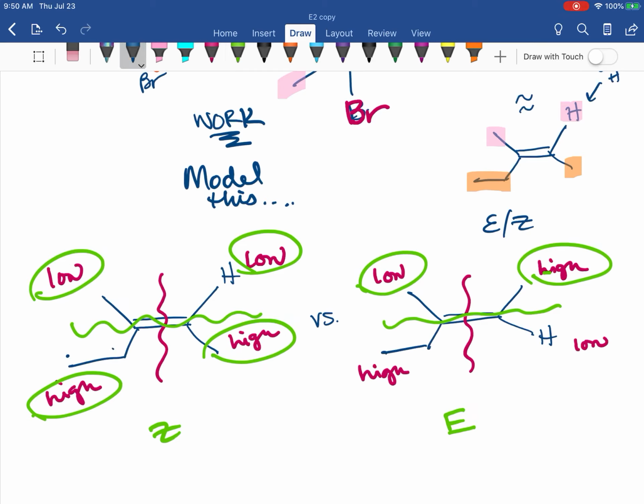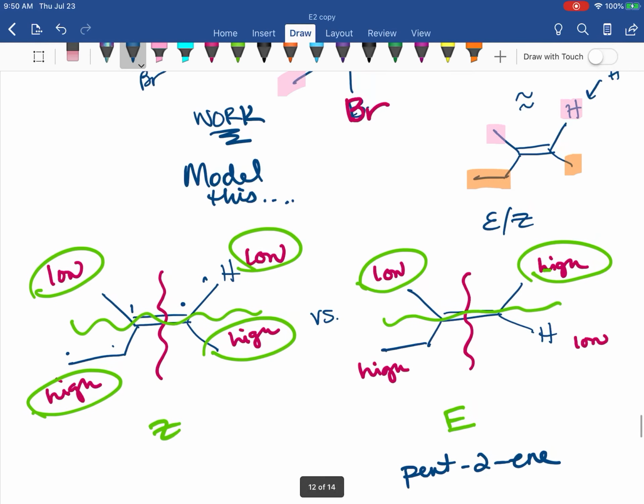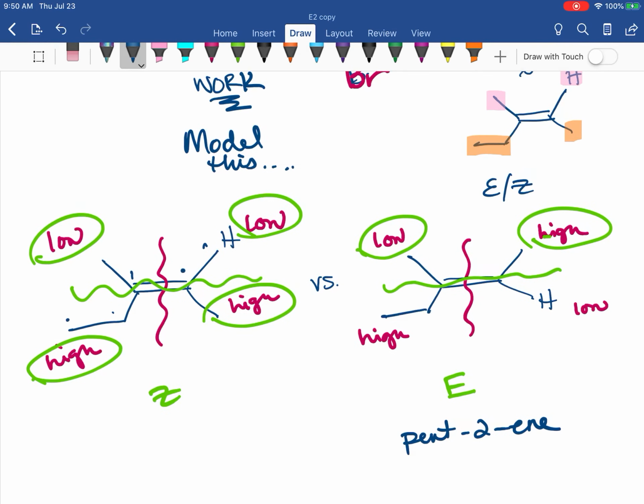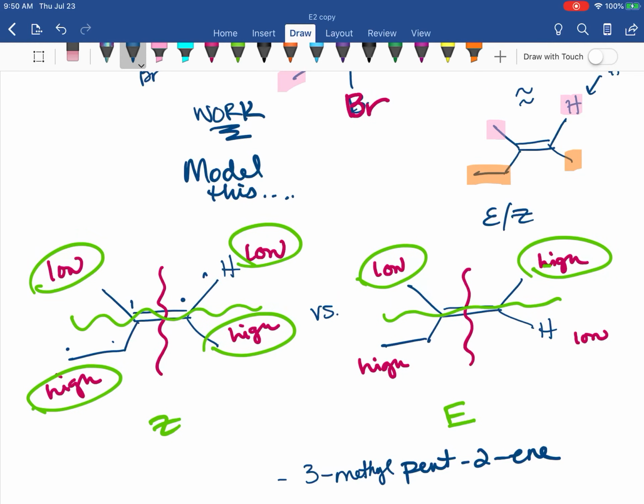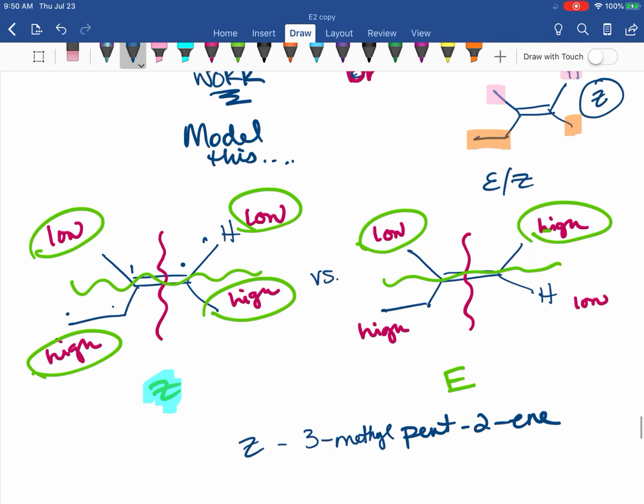And this will show up in front of the name. So you would name these as a 1, 2, 3, 4, 5, as a pent-2-ene. And then let's see, we have a methyl on number 3. And then we would put, so which one did we make in our reaction? Did we make the E or the Z? We made the Z, right? Because we have this one. So in our reaction here, we made the Z product. So the Z would be italicized out front.